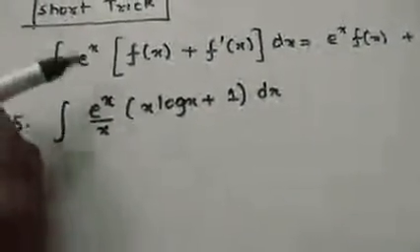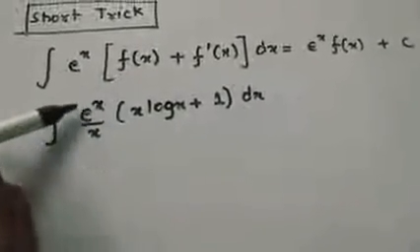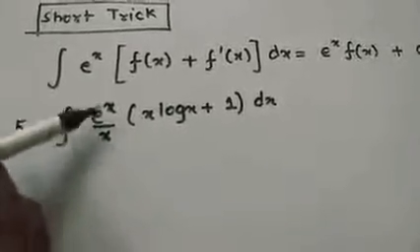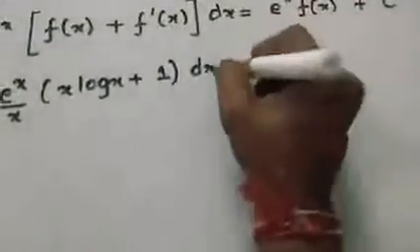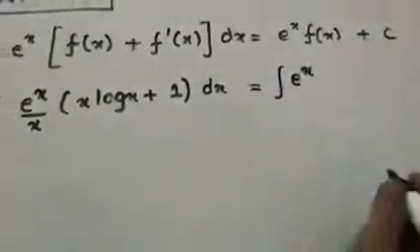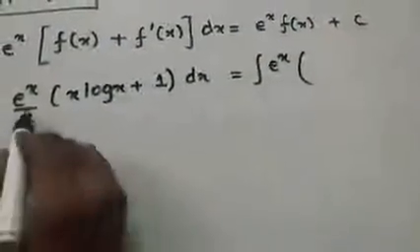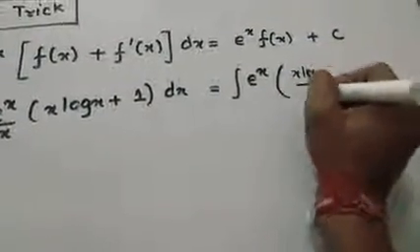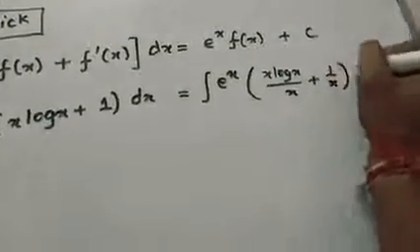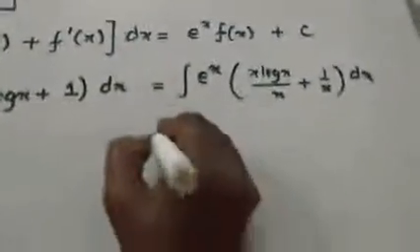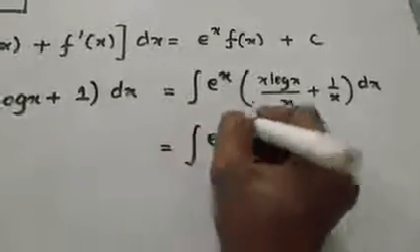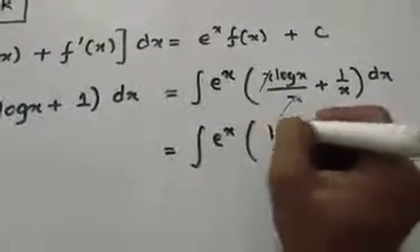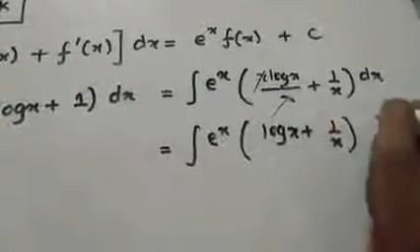See, at the start there is only e to the power x, but here it is e to the power x divided by x. So let us take this divided by x into the bracket. That means only e to the power x remains outside the bracket, and let us multiply 1 by x to each term: x log x divided by x plus 1 by x, dx. Here x and x can be cancelled, so what remains is log x plus 1 by x, dx.